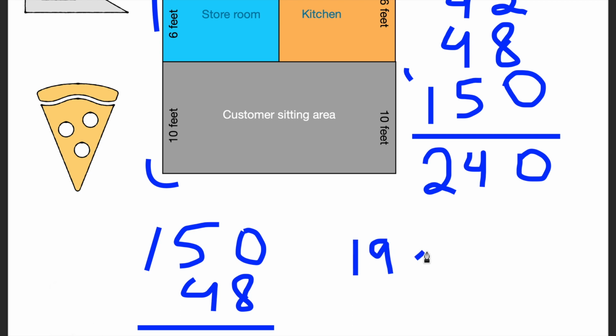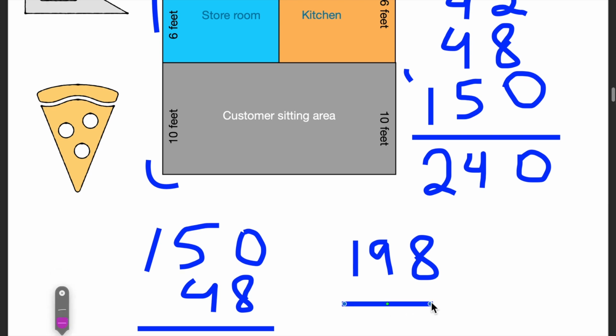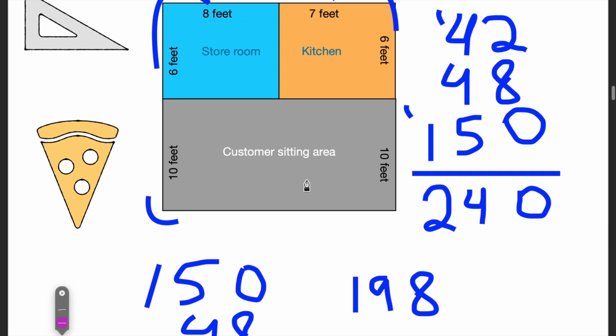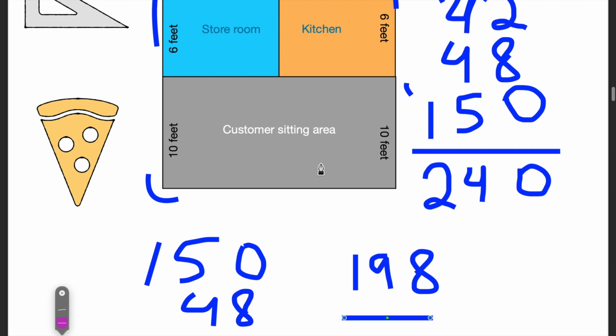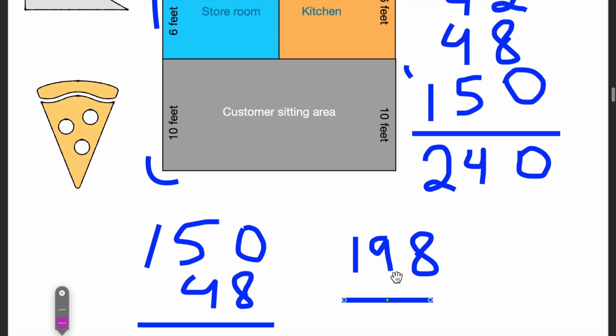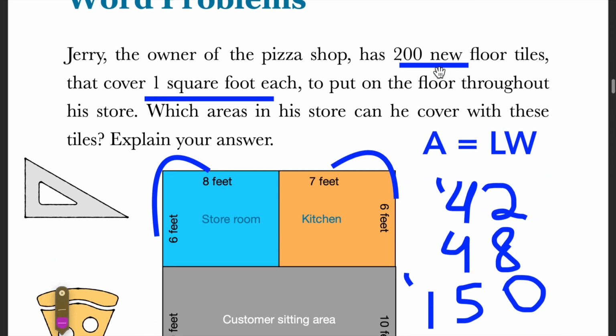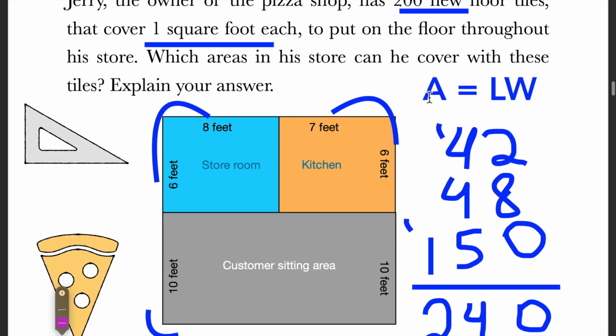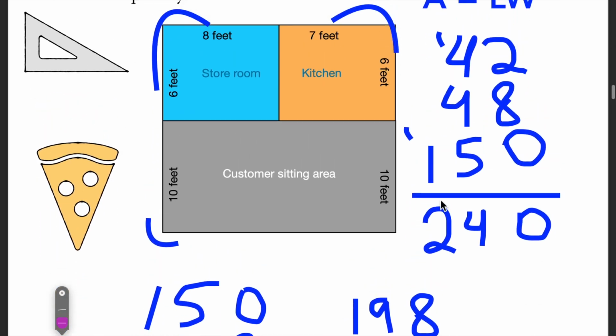So he essentially only has enough tiles, if you will, to cover 2 rooms. And I'm just going to pick 2 rooms. I'm going to say cover the seating area and the storeroom. That gives him 198, and he falls within the 200 square tiles that he actually has. So that's the answer to your question. That's how you might figure it out.